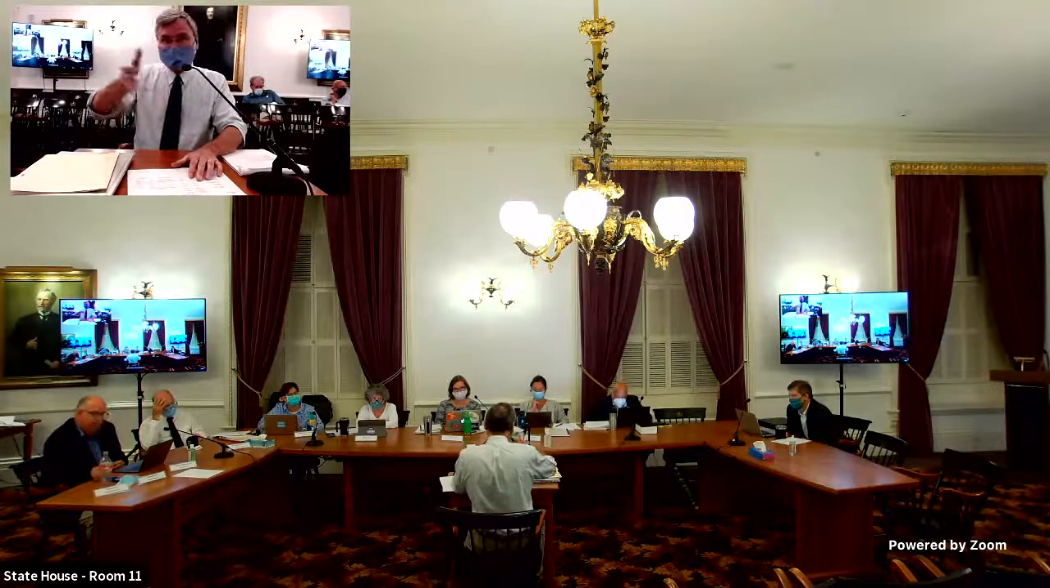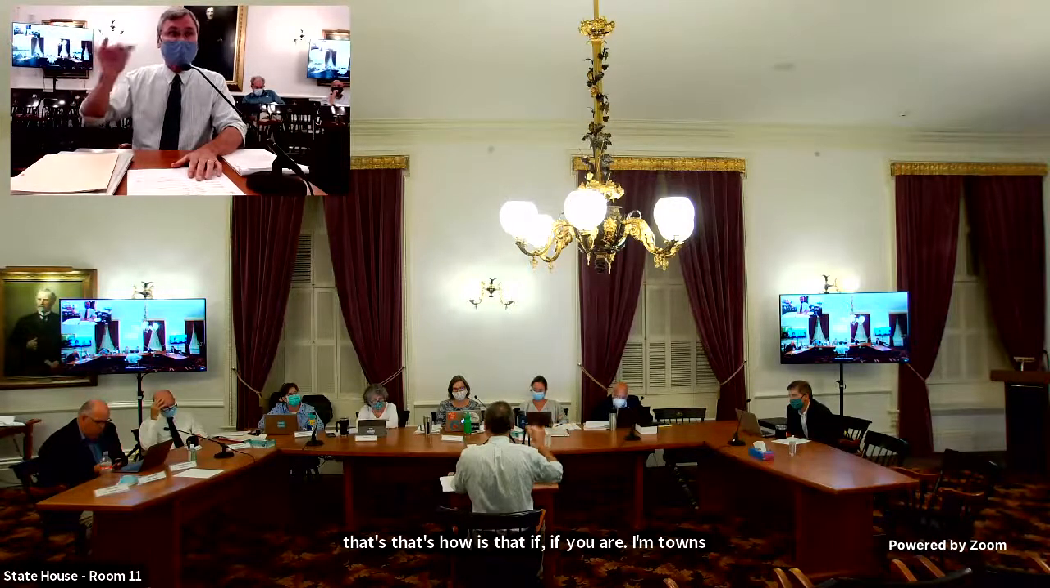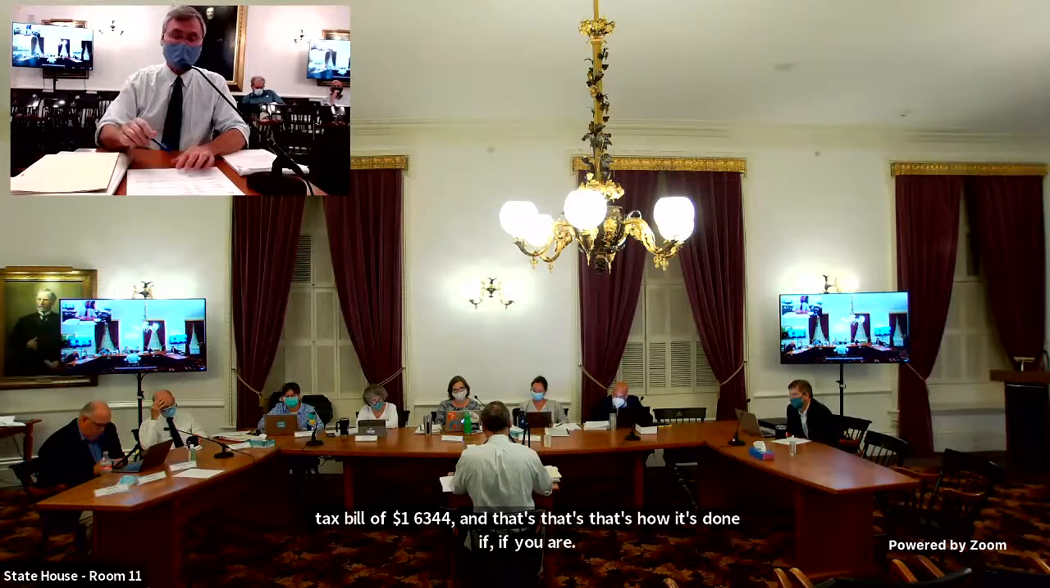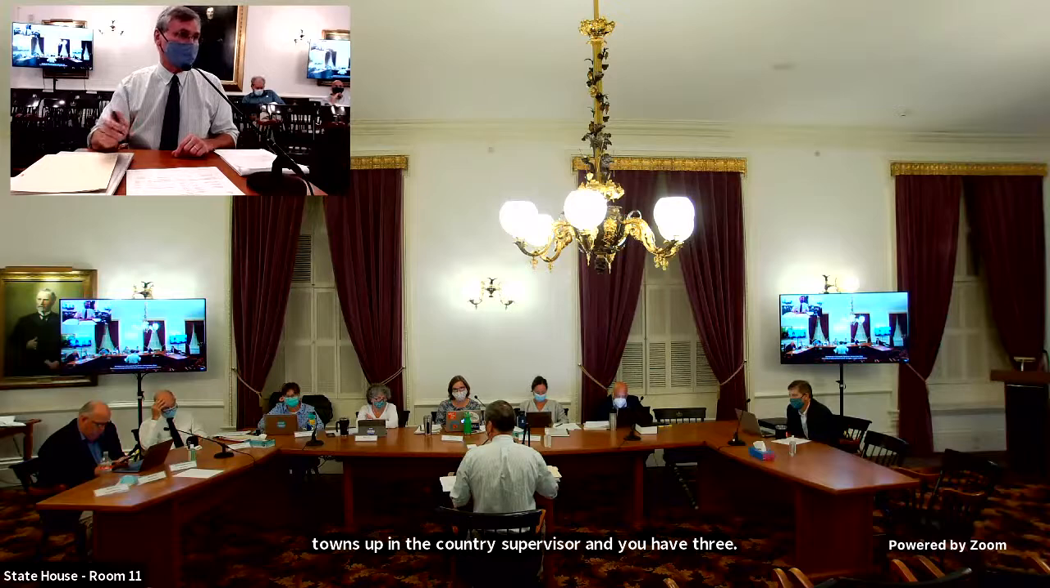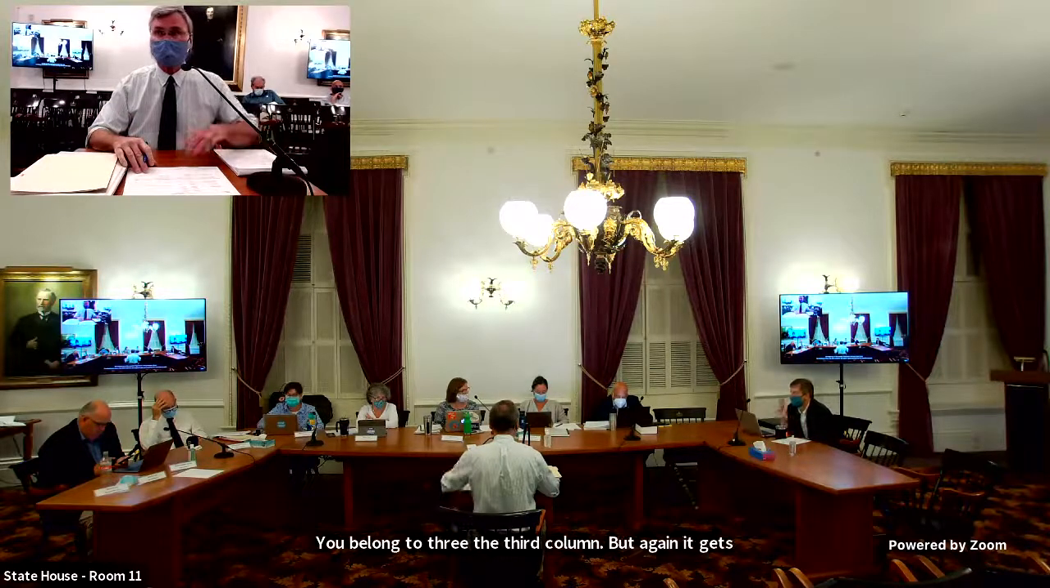If you are like some towns up in the North Country, Supervisor, and you belong to 3 districts, third column. But again, it gets prorated by the equalized pupil ratio. Are there questions about that?